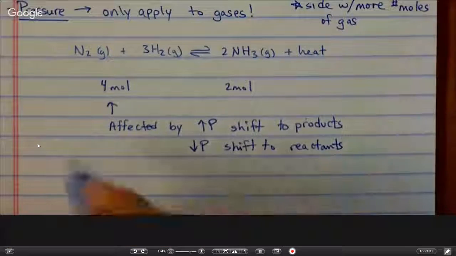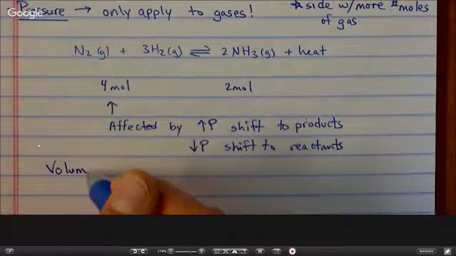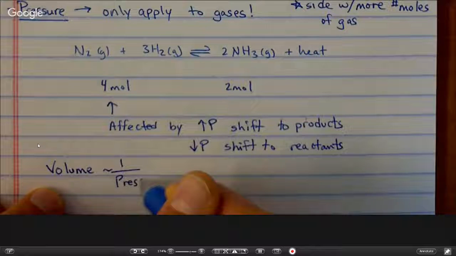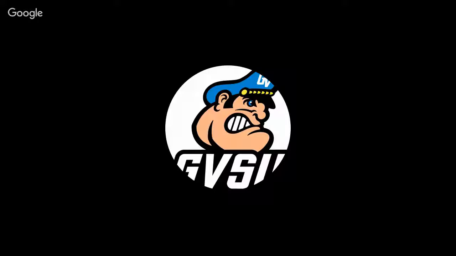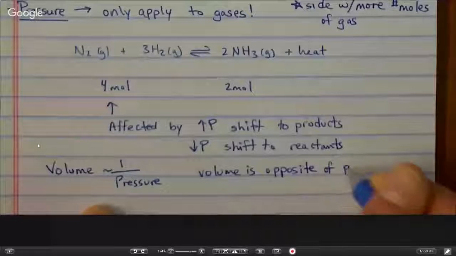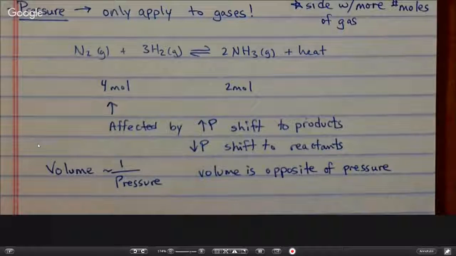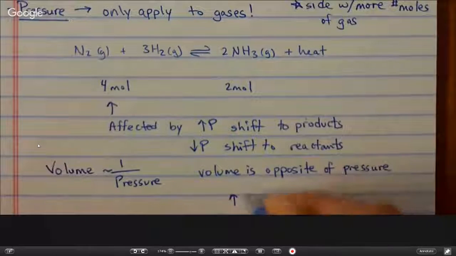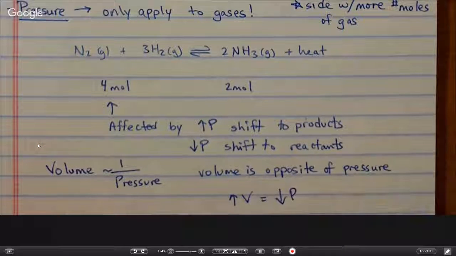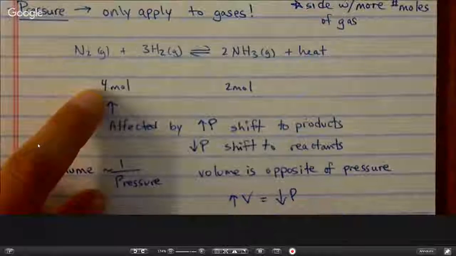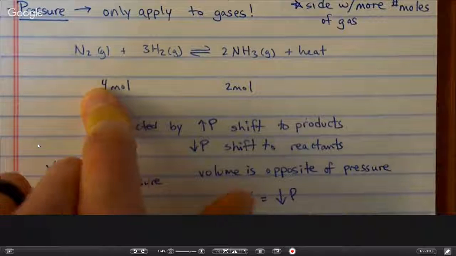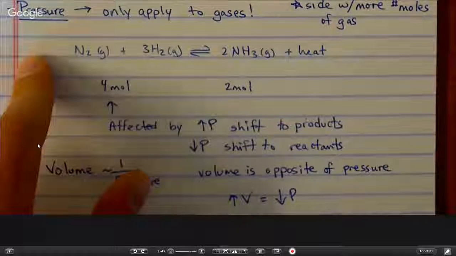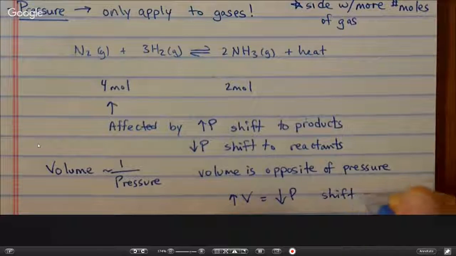As I mentioned before, volume is inversely related to pressure. You might have an example where they say the volume is increased. I always find it easier to work with if we say pressure and volume are opposite. So if we have an increase in volume, really that's a decrease in pressure. I still look for the side with more moles of gas, and I'm really looking for a decrease in pressure, so I'm removing moles of gas. It's going to shift to the left. So in this example, it would shift to the left.